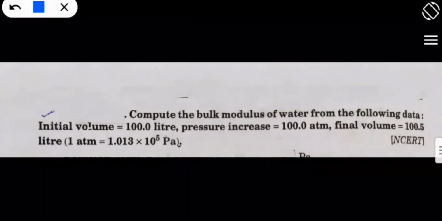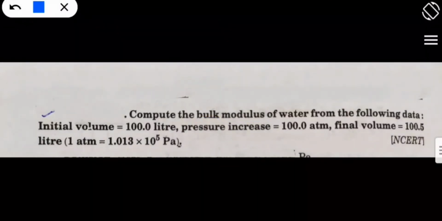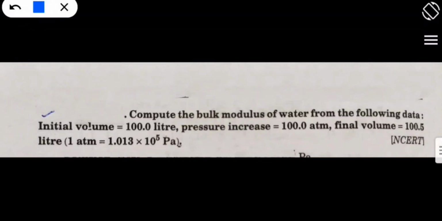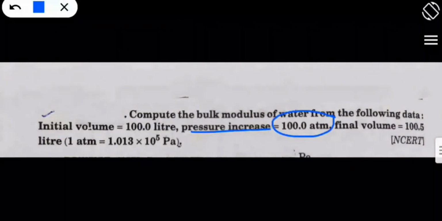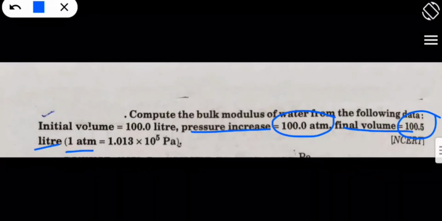The question is, compute the bulk modulus of water from the following data. Bulk modulus obviously belongs with the volume, right? As you can see in your notes, you can find it easily. Initial volume of water is 100 liter. Pressure increase is 100 atm. Final volume is 100.5 liter.